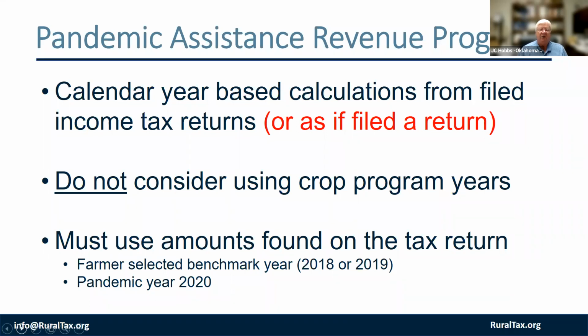The second bullet, this does not look at crop program years. Again, remember the first line. It's calendar year based calculations. We're going to use the amounts found on the tax return. We're going to use your selected benchmark year, 2018 or 19, and the pandemic year 2020. So you're going to look at one of the returns for either 18 or 19 and compare that information to the information for the pandemic year, the 2020 returns. So again, we're looking at Schedule F and Form 4797 to gather that information.